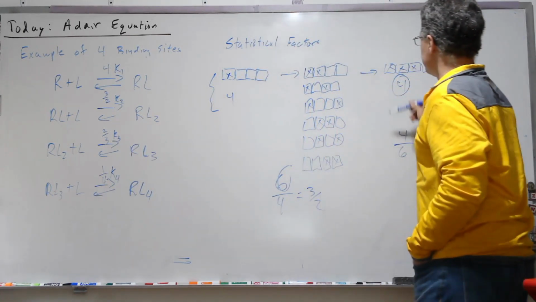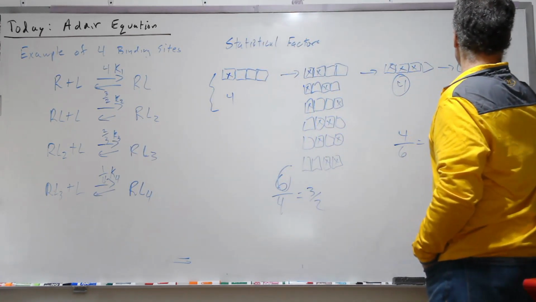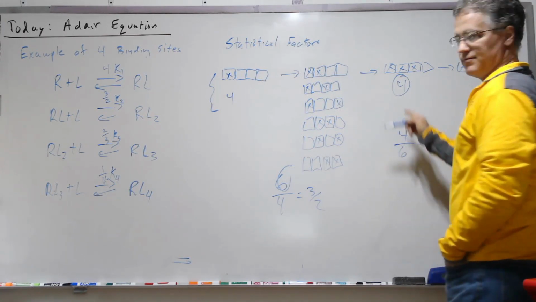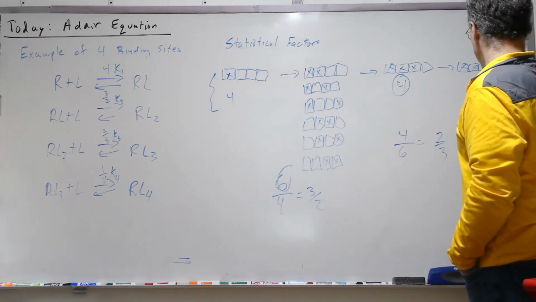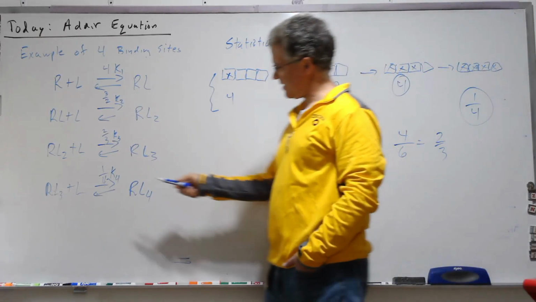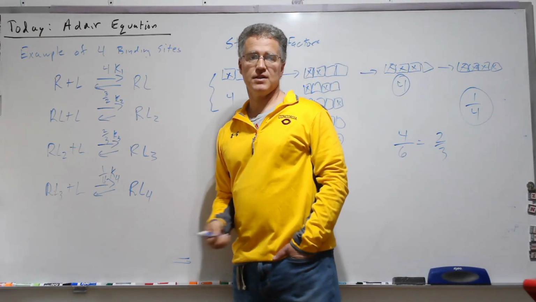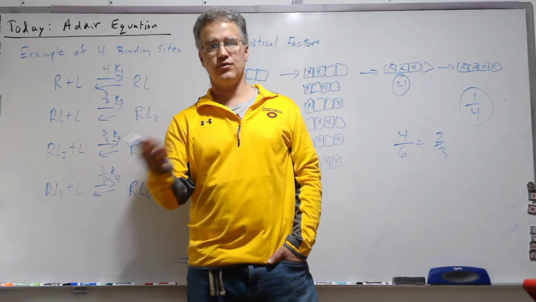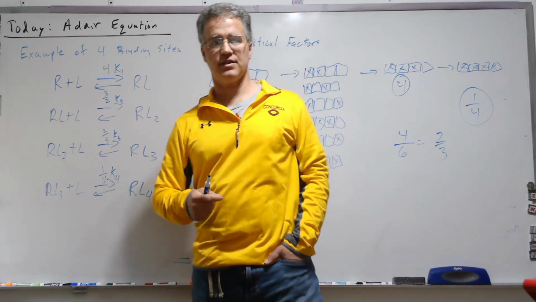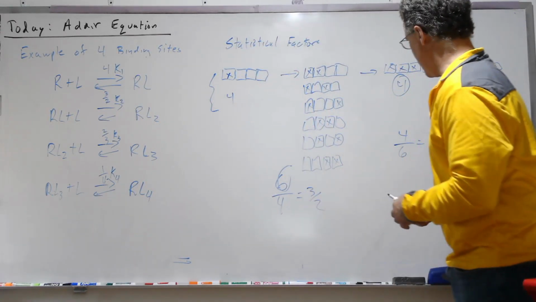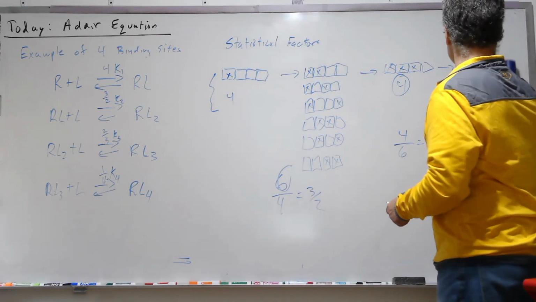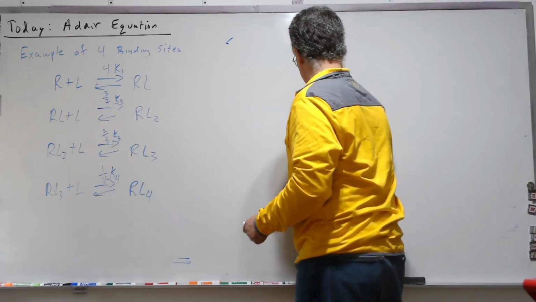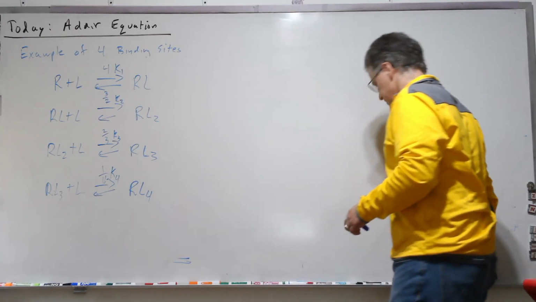And finally, to go all the way to fully bound, there's only 1 possible way. We came from 4, so that's going to be 1/4. And so that's this statistical factor right here. So it's good to just play around with this a little bit. Maybe try a case with 3 or 5 and see if you can get the correct statistical factors. All right, so that's one thing we needed to do, get those statistical factors.